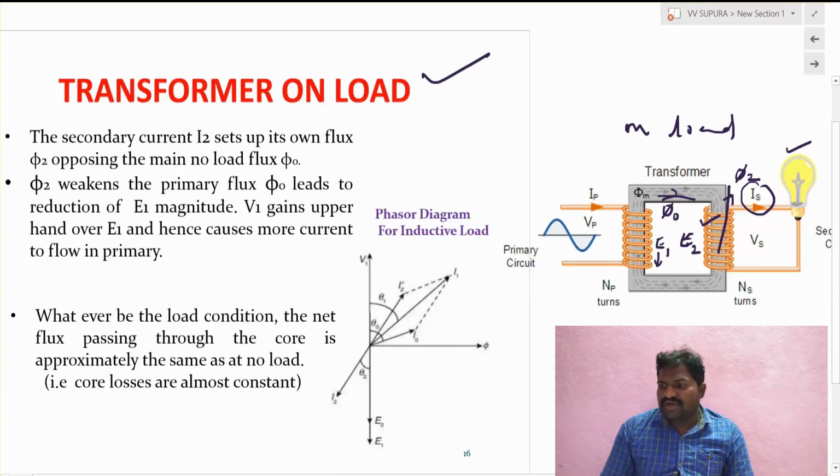If the E1 is reduced and V1 is maintained constant, then the additional current will flow from the primary side. So initially there is a no load current I naught, plus when the E1 is reduced, some additional current will flow to compensate this flux to maintain it constant.